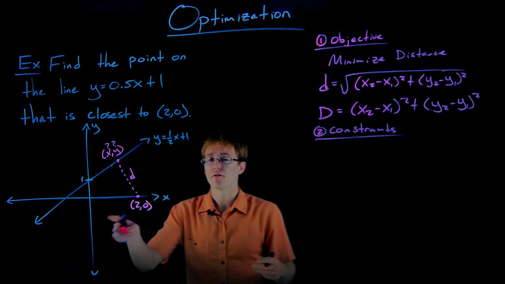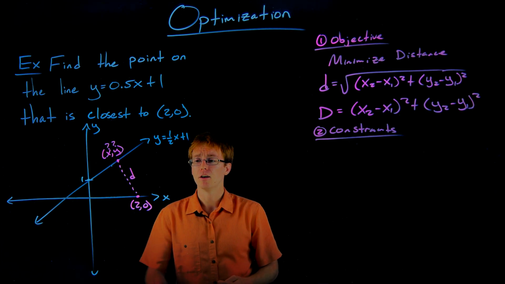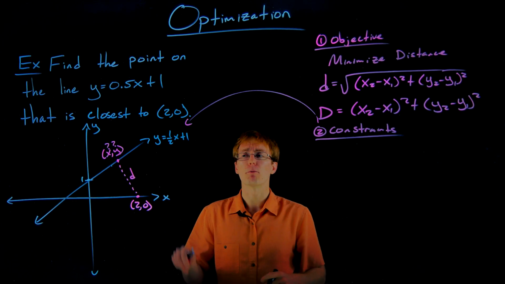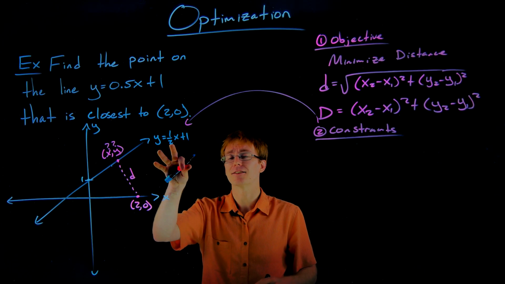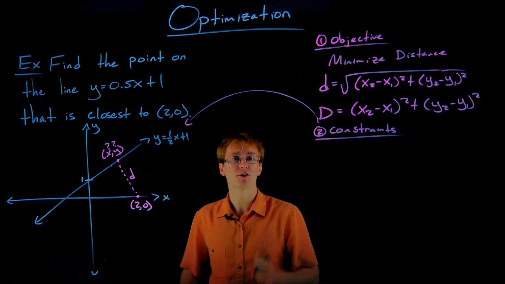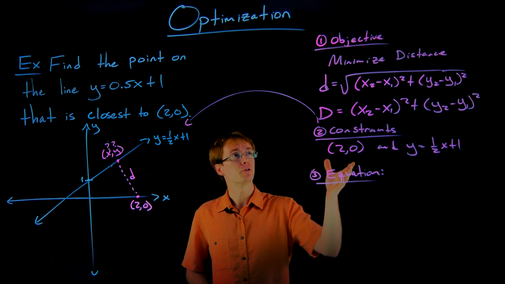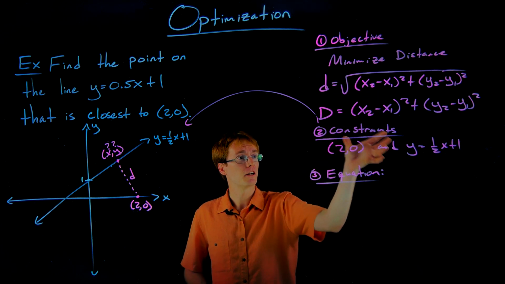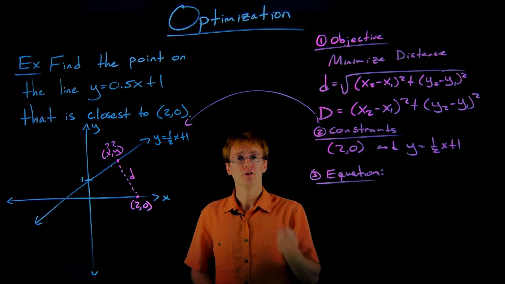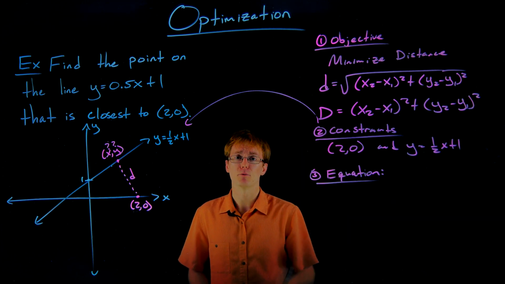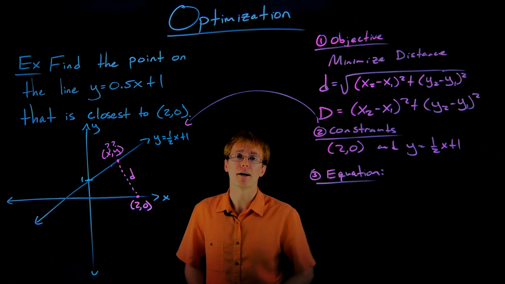Our constraints are also included in this picture we drew over here. The constraints are that one of our points has to be the point (2, 0). Our other point, (x, y), has to satisfy the relationship that y is just 1/2 of x plus 1. So now we can put the information we found for our objective function and our constraint together to create the equation we actually need to work with to minimize the distance here. And really remember, we're minimizing the square of the distance.